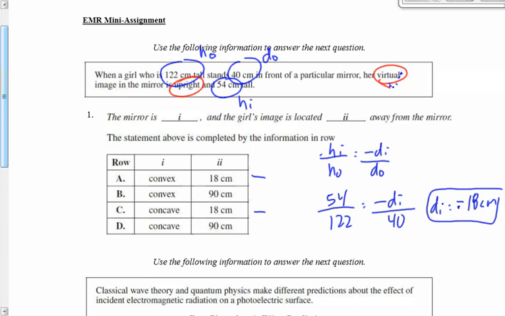Sorry? But how does it help us? Oh, I see what you mean. So convex mirror. Yeah, absolutely. I'm thinking about the wrong thing there. A convex mirror produces an upright and smaller image.